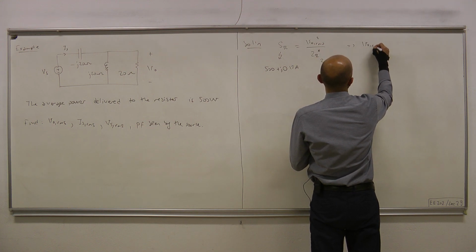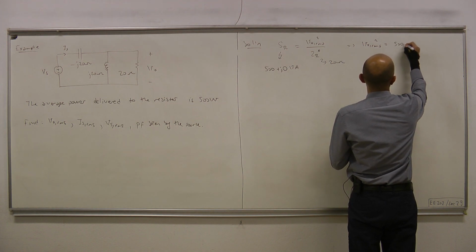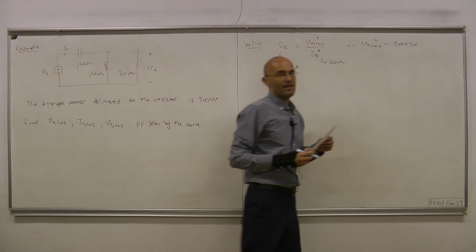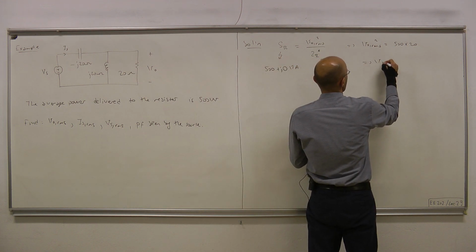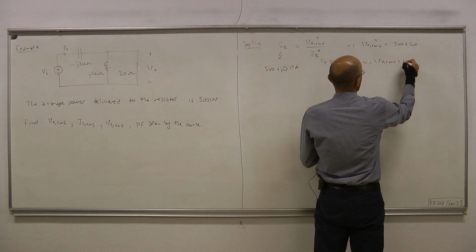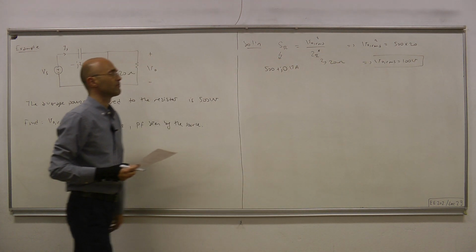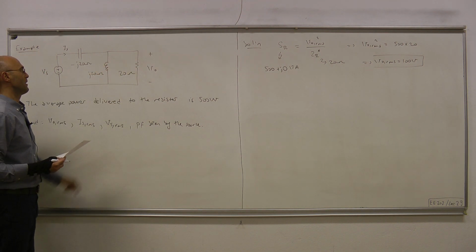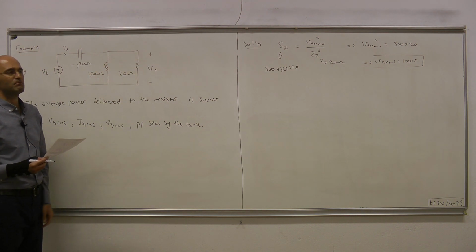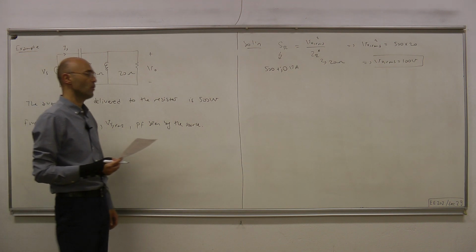Okay, V out RMS square equals 10,000. Therefore, V out RMS equals 100 volts. Okay, so that voltage is also, because the two components are parallel, the voltage of the inductor here, whose impedance is J20 ohms.